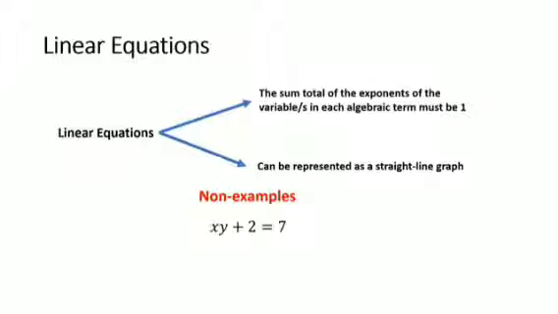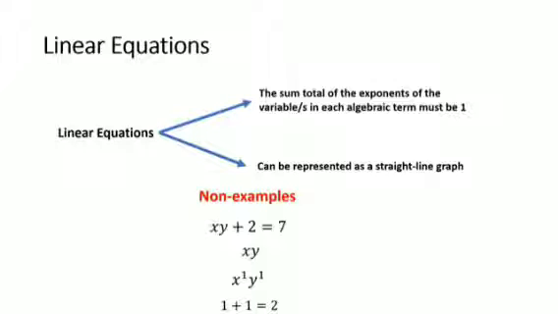Examining the equation xy plus 2 equals 7. When we look at the term xy, we will see x is written to the power of 1 and y is written to the power of 1. In this particular case, xy is one term. So if I were to add the powers together, we would have 1 plus 1 equals 2. And recall, the characteristic of a linear equation is that the sum total of the exponents of the variables in each algebraic term must be 1.